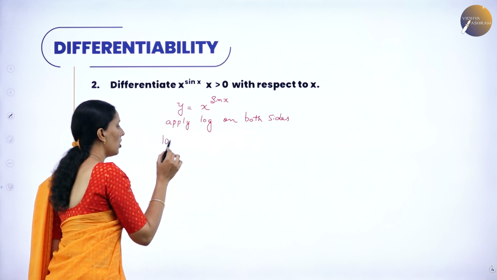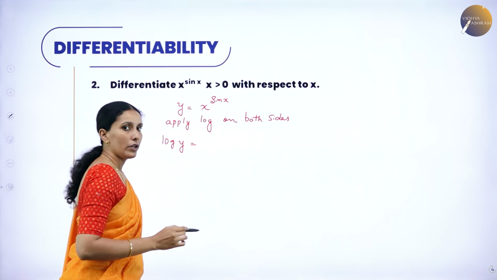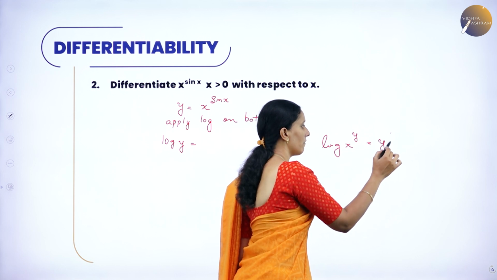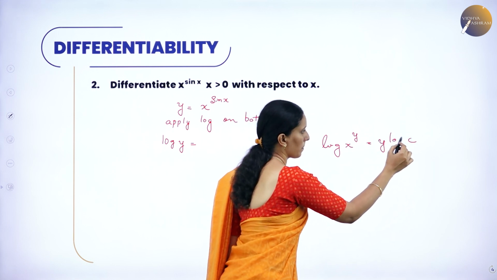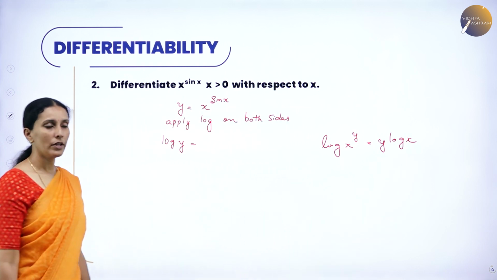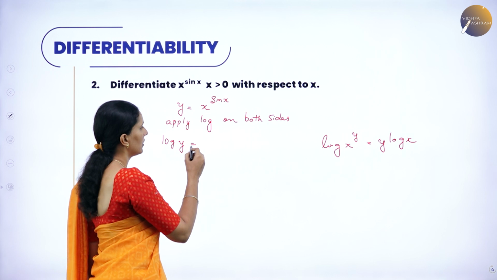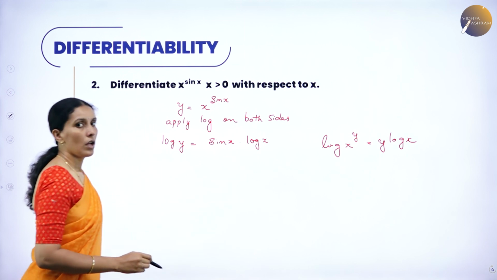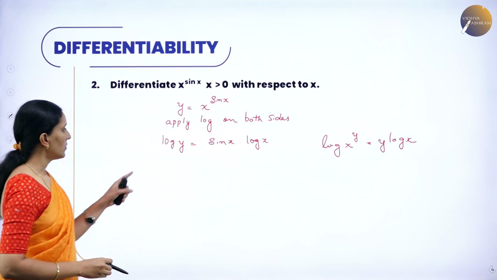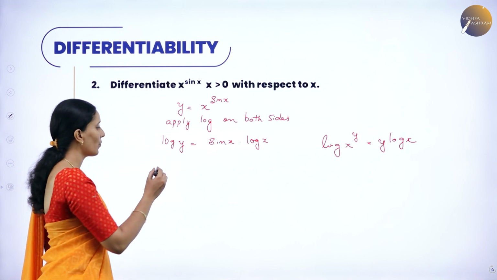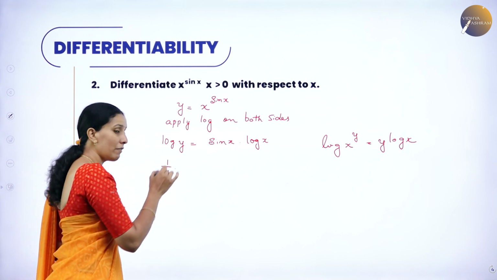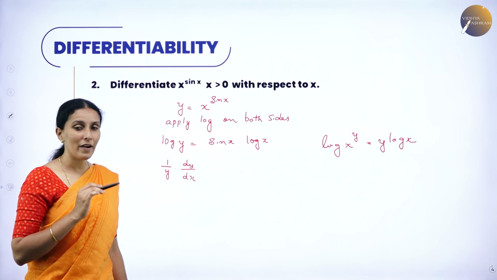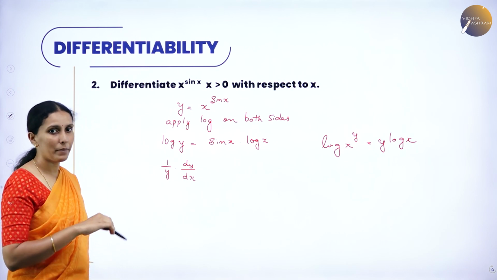So then this becomes log y, and here we know that log of x to the power y can be written as y log x. So therefore here we can write sin x into log x. Now let us derive on both sides. So what is differentiation of log y? It is 1 by y. Since you are deriving y, you have to write down dy by dx. So when you are going to derive a function containing y, derive it and write dy by dx again.